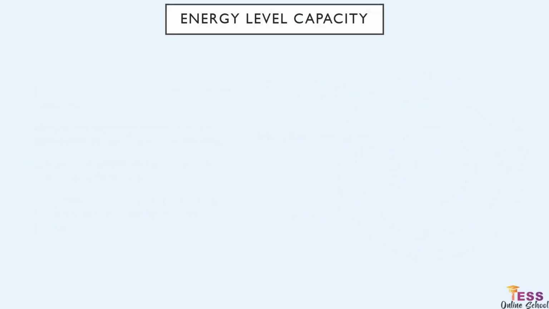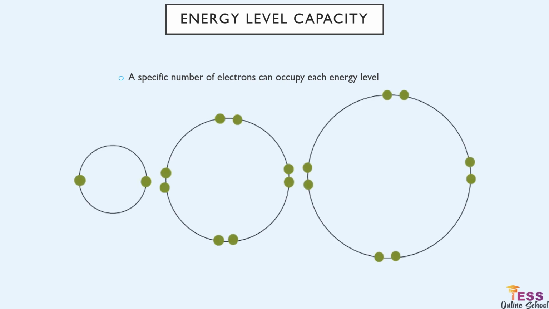At GCSE level, you only need to know a few things about energy levels, one being each energy level's capacity. Each energy level can only hold a specific number of electrons. As you can see in the diagram, the first energy level can only hold 2 electrons. The second and third energy level can both only hold 8 electrons.